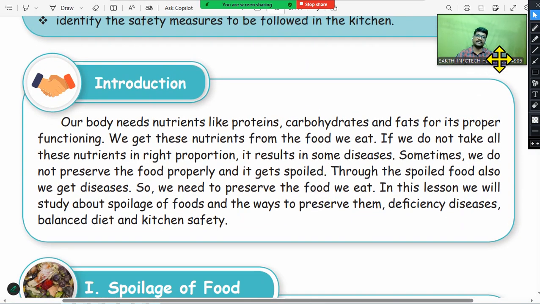Okay, next paragraph. Introduction. Our body needs nutrients like proteins, carbohydrates, and fats for its proper functioning. Read 2 times.